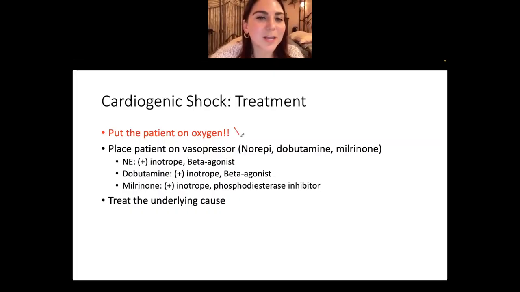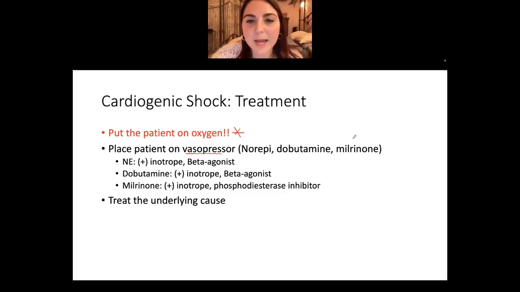So how do you treat these patients? Something that people don't think about is you put the patient on oxygen. Again, they're undergoing lactic acidosis. They have metabolic acidosis. You want to make sure that you give them oxygen so that they can shift back to aerobic respiration. Then you want to put the patient on a vasopressor. So vasopressor is usually going to be something that's going to cause vasoconstriction.